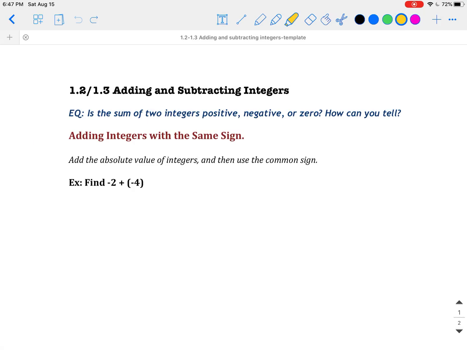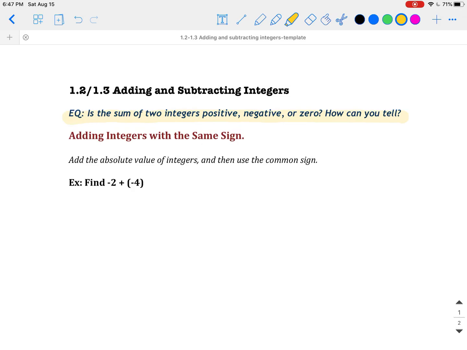And hopefully by the end of this lesson, you will have something that helps you be successful at adding and subtracting integers. All right, so before we get started, let's first address the essential question for today. And that is, is the sum of two integers positive, negative, or zero? How can you tell? All right, and we are going to be addressing that shortly.